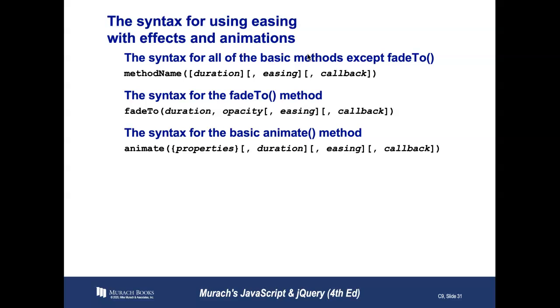And this is the syntax for easing with effects and animations. So again, fadeTo is a little bit different, but you've got the function name, 3 parameters this time: duration, the easing, and the callback. And fadeTo has duration, opacity, easing. So fadeTo is consistent regardless of whether you're using effects and animations. And this is the basic animate, which we've already been doing, but we can add an easing property to it.